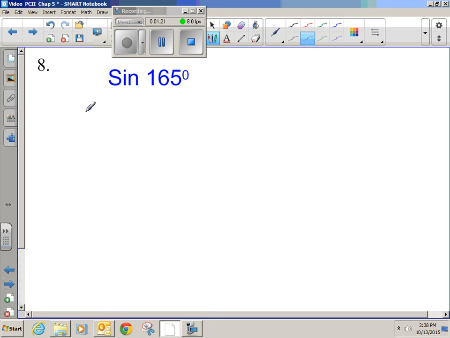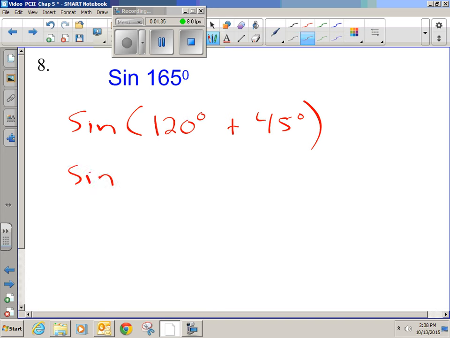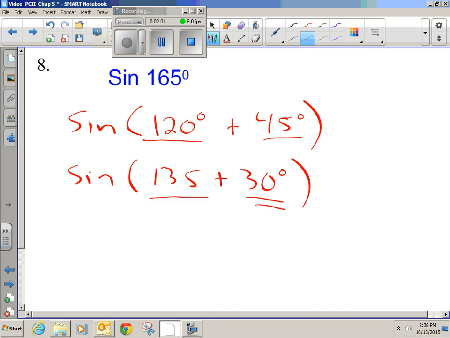For example, I can write this as sine of 120 degrees plus 45 degrees. What else could I do? I could do 30 and 135. In other words, both of these are special rights. This is a 30, 60, 90. This is a 45. This is a 45. This is a 30, 60, 90, okay?